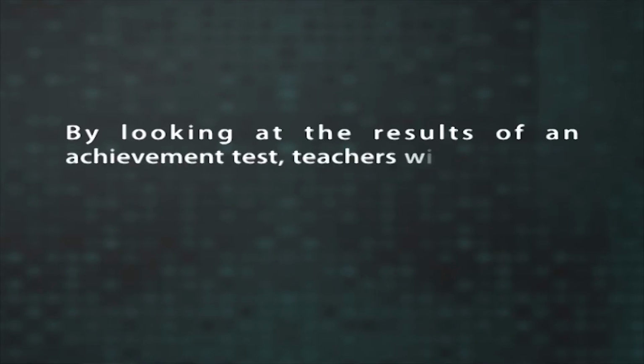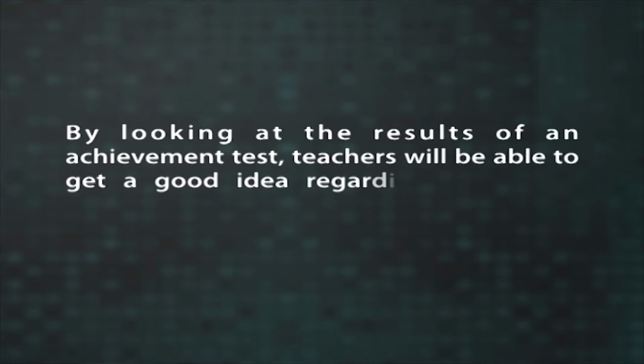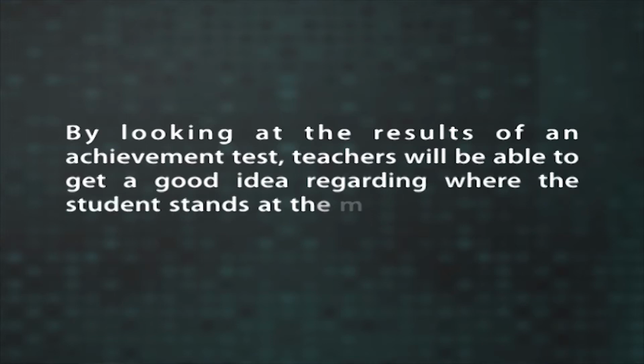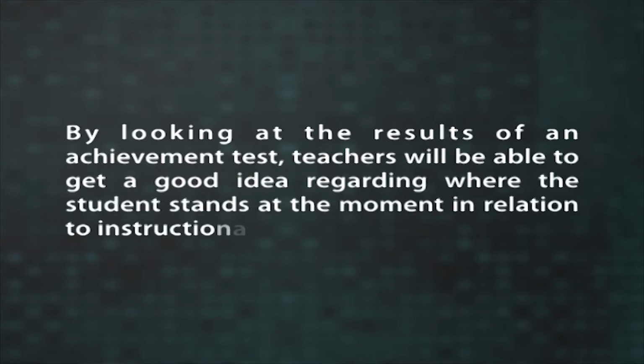This makes an achievement test different from other types of tests such as aptitude tests, which measures a student's potential for later learning. By looking at the results of an achievement test, teachers will be able to get a good idea regarding where the student stands at the moment in relation to instructional objectives. For this reason, achievement tests are usually constructed in a straightforward and unambiguous manner.